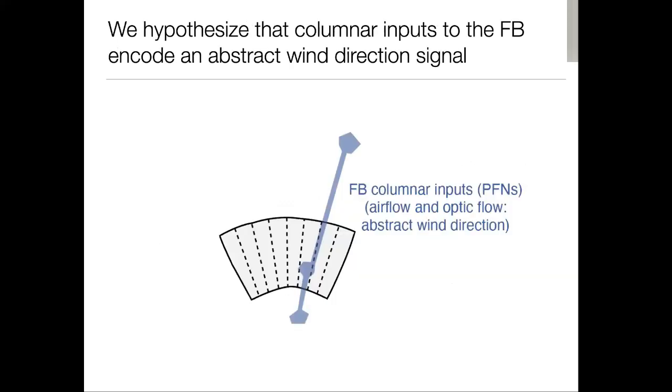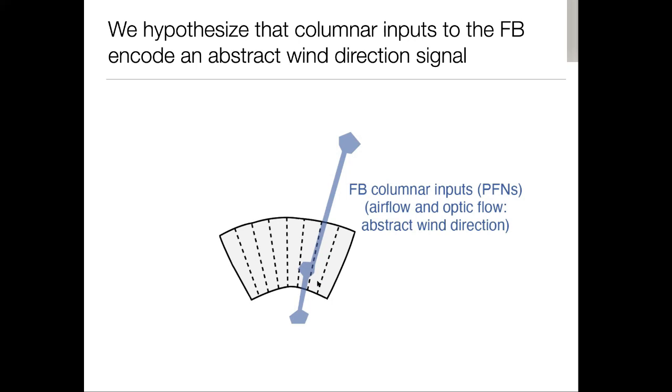But again, our working hypothesis is that these FB columnar inputs are encoding flow signals or direction signals in a format that allows for a very abstract computation of wind direction that might be able to work both for a walking fly and a flying fly. And that this might allow flies to generalize knowledge that they learn, for example, when they're walking, to a context of flight.